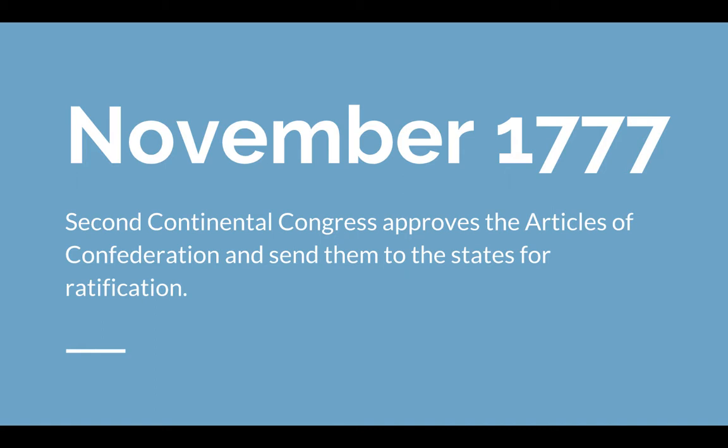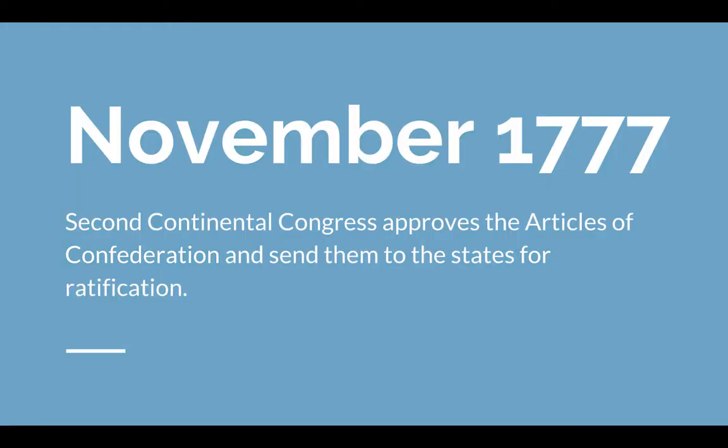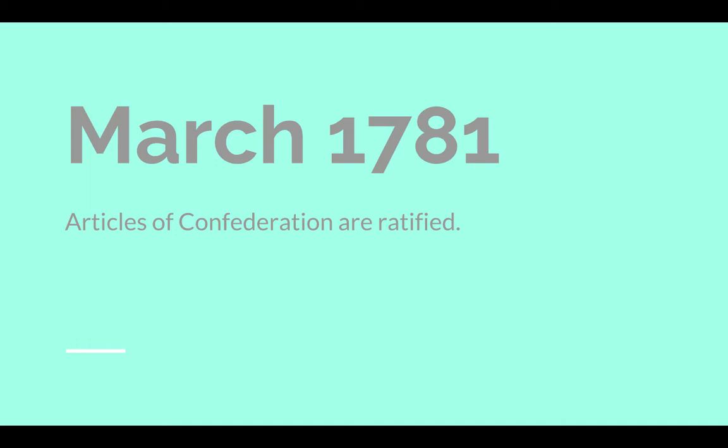So this is a huge amount of time that the Articles of Confederation were being drafted. We have June 1776 to November 1777. It's almost a year and a half of time that it took the Second Continental Congress to approve, well, first for it to be written and then for them to approve the Articles of Confederation and have all of the states sign off with approval. Then, March 1781, the Articles of Confederation were ratified. So essentially, they were adopted officially.